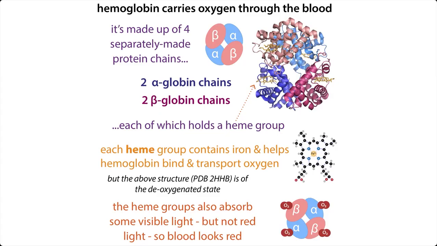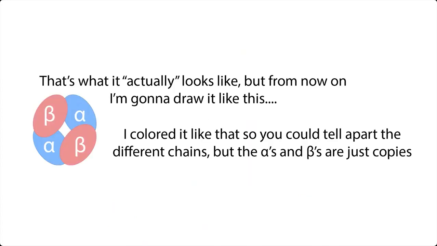And that's going to help make it so that this oxygen is going to be held in each of the 4 subunits of hemoglobin when you have the hemoglobin fully loaded. The heme group also absorbs some visible light, but it doesn't absorb red light, and so that's why the blood looks red, because it's absorbing the other stuff and letting the red light get reflected back at you. That was what hemoglobin actually looked like, and we'll go and look in 3D in a minute.